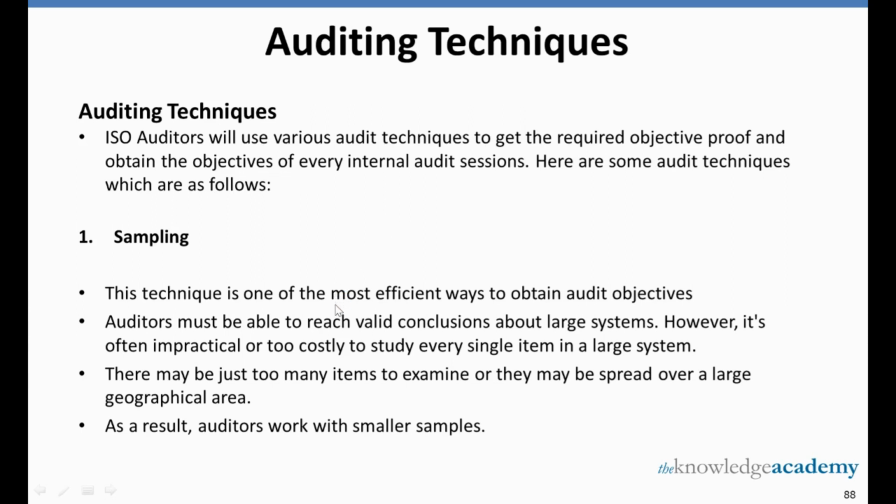This technique is one of the most efficient ways to obtain audit objectives. Auditors must be able to reach valid conclusions about large systems. However, it's often impractical or too costly to study every single item in a large system. There may be just too many items to examine, or they may be spread over a large geographical area. As a result, auditors work with smaller samples. So it's always easy for an auditor to work with smaller samples to come to a specific conclusion, which will be very good for the organization to improve.